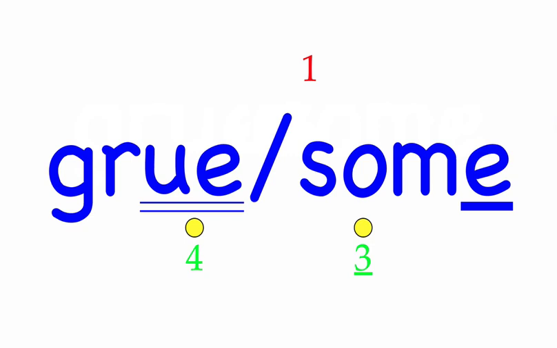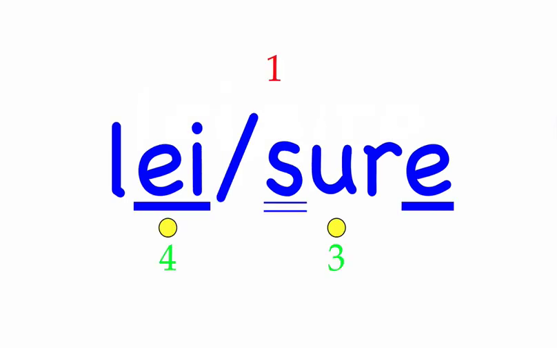Leisure. I hope to have more leisure time in the future. For spelling, pronounce this word zure. Lei has 2 sounds, l, e. Zure, 3 sounds, z, u, r. Mark the word leisure. And for pronunciation, we would say leisure.